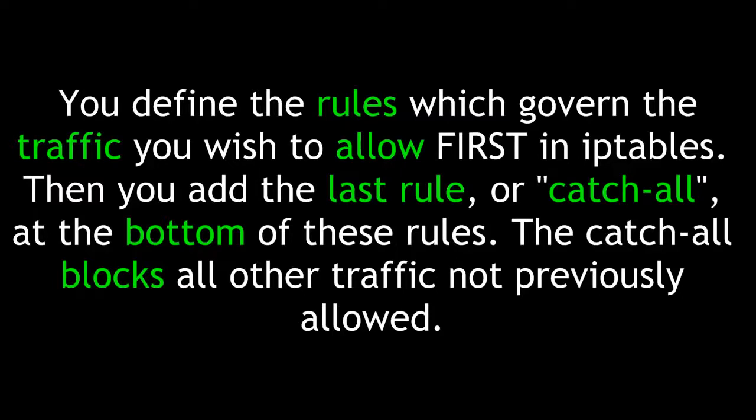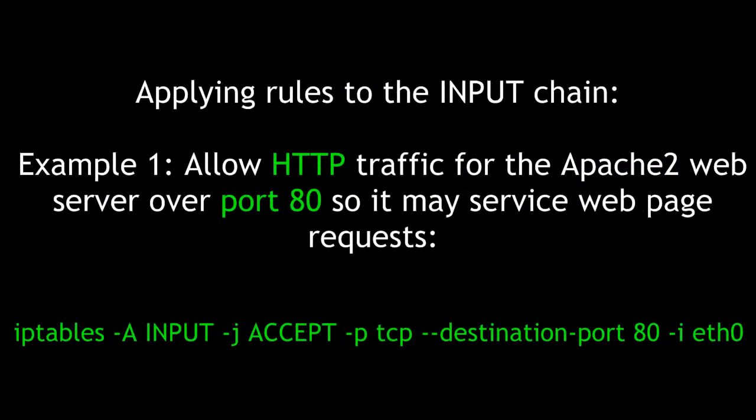Now on to logistics and a more pragmatic approach. You define the rules which govern the traffic you wish to allow first in IP tables. Then you add the last rule, or catch-all as it is known, to the bottom of these rules. The catch-all blocks all other traffic that is not previously allowed. It must be at the bottom. Let's look at applying rules to the built-in input chain. In this first example, we want to allow HTTP traffic for our Apache 2 web server over port 80.